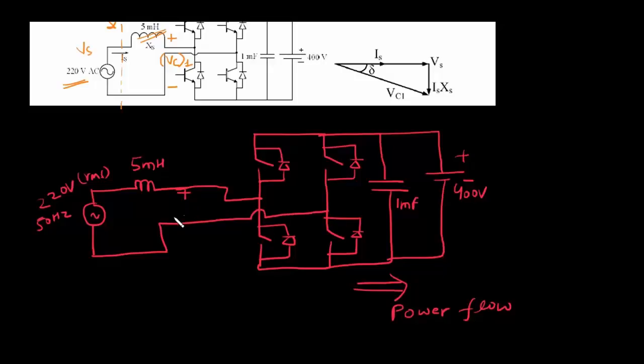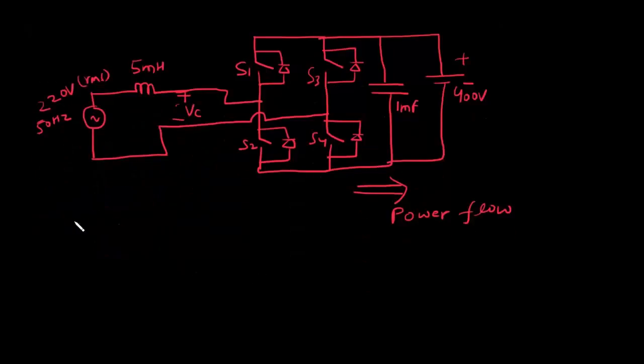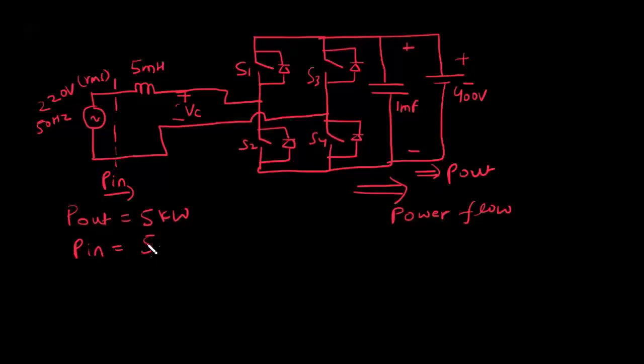So this is VC. Now we have to find the fundamental component of VC. Let's name the switches S1, S2, S3, S4. So we know that output power, P out, is 5 kilowatt. As all the devices are ideal, output power must be equal to the input power. So P in also should be equal to 5 kilowatt. Now what is P in?